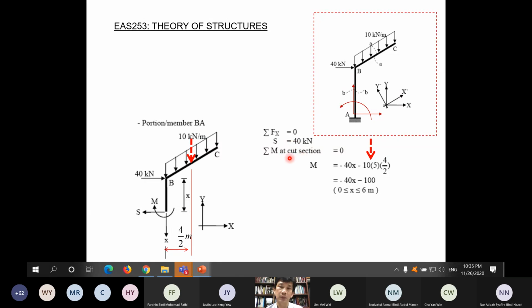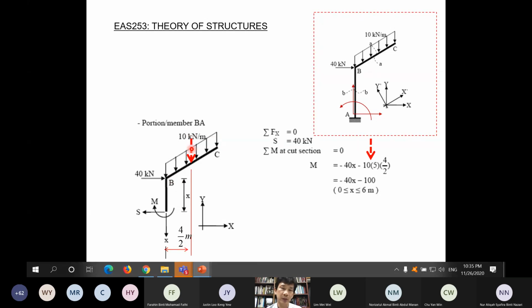Moment: take moment at the cut section here. Here also, we are interested in the bending moment in this member, not in that member, so we don't need to decompose into perpendicular and parallel components. We use the vertical directions as they are. The moment caused by this will be 10 multiplied with this length, which gives the equivalent total load, then multiplied with the perpendicular distance to the cut section, which is the horizontal distance 4 divided by 2.